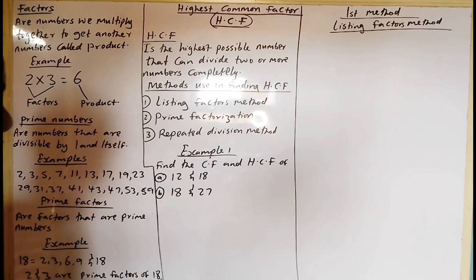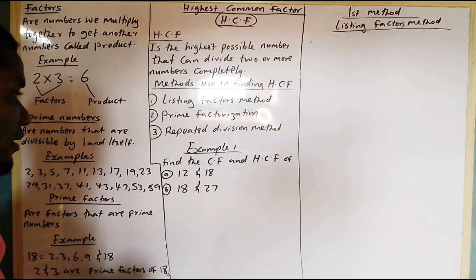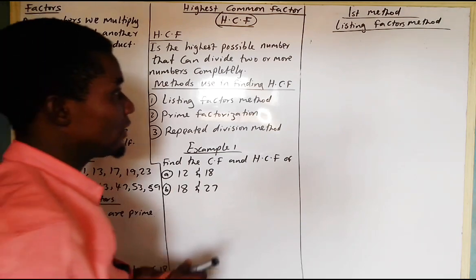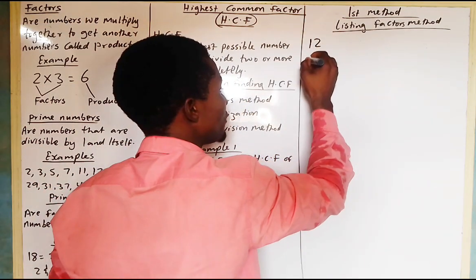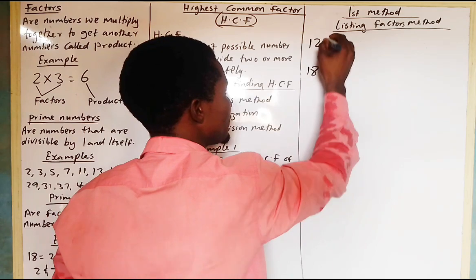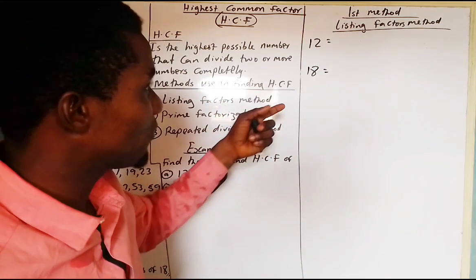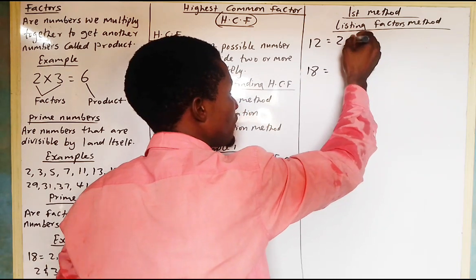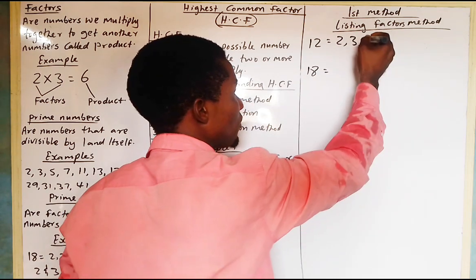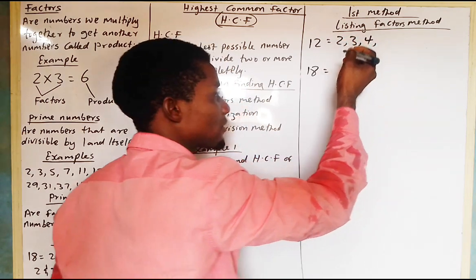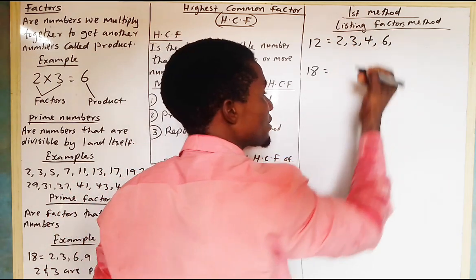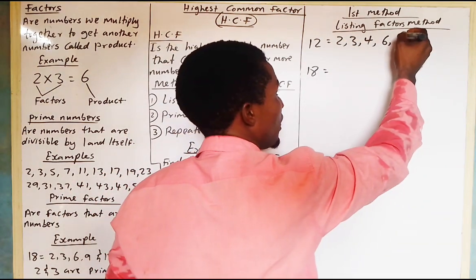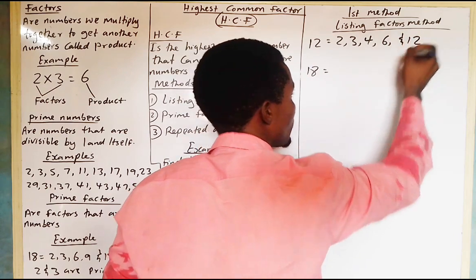Now let's take this first example. Example 1 says, find the common factor and highest common factor of 12 and 18. So we write out the numbers 12 and 18. Now what are the factors of 12? 2: 2 times 6 is 12. 3: 3 times 4 is 12. 4: 4 times 3 is 12. 6: 6 times 2 is 12. And we have 12 itself.